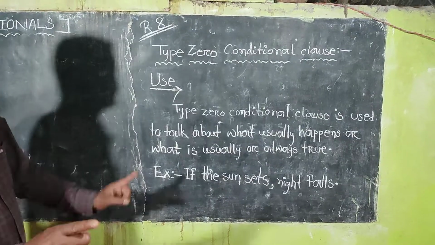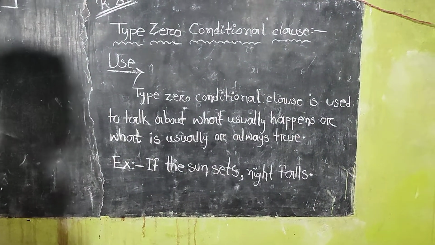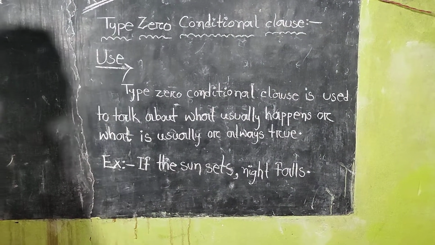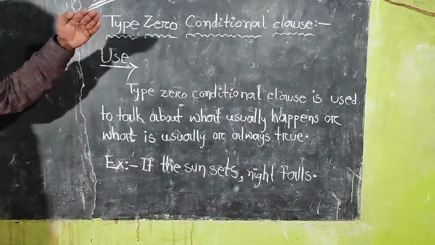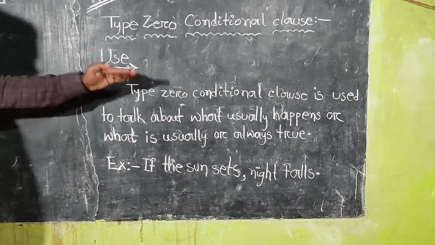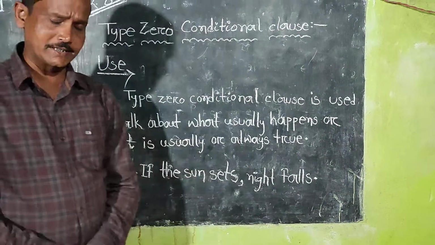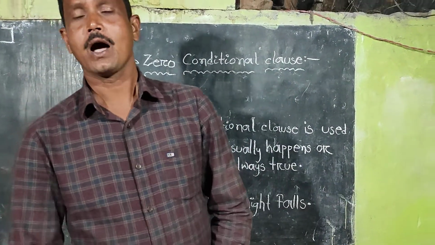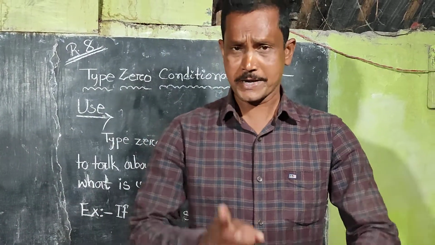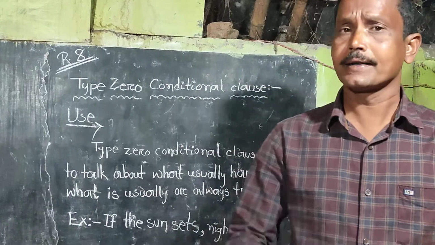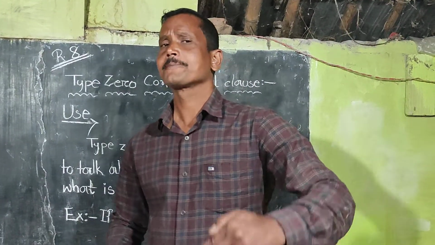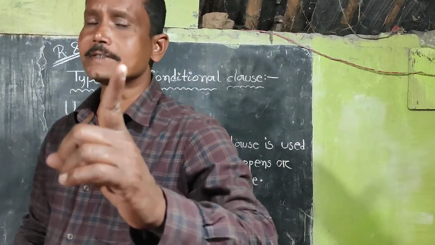What is the use of type 0 conditional? The type 0 conditional is used while talking about what usually happens, or what is usually true, or what is always true. An example: if the sun sets, night falls.